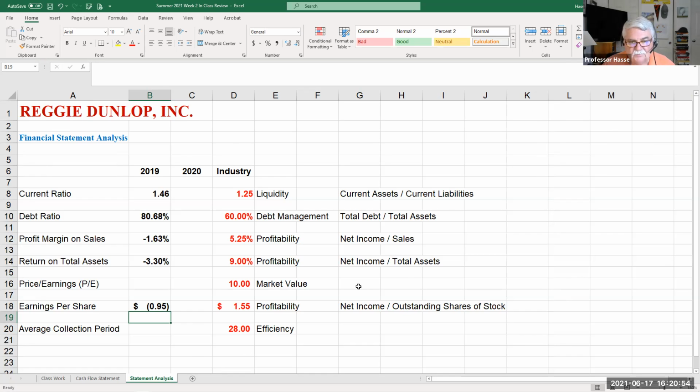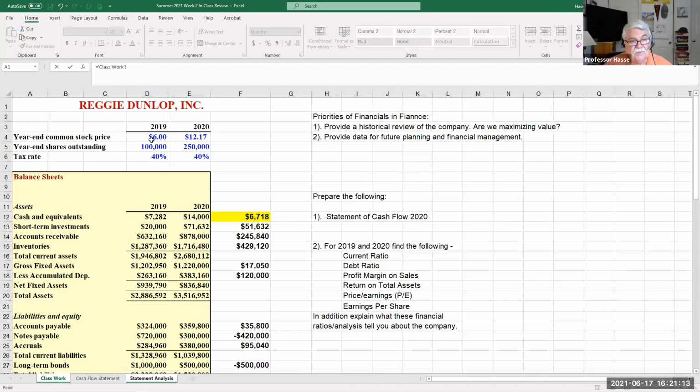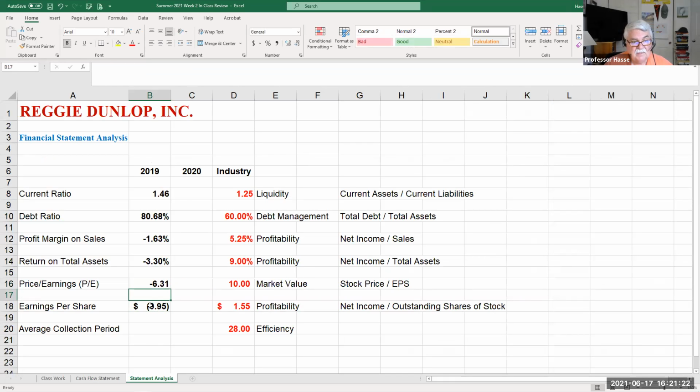Then we do the price earnings ratio, which is the stock price at the end of that period of time divided by the earnings per share. This is a marketability number. So, what is our stock price at the end of December 2019? It was $6. Divide that by our earnings per share, and we get 0.631. The relationship of the stock price to the earnings per share. That's not good either because it's negative. You want to have a positive.